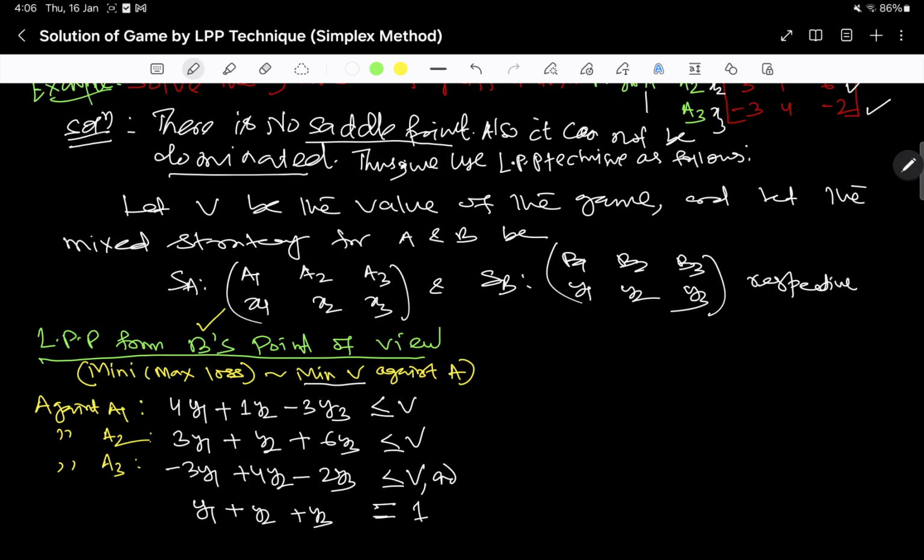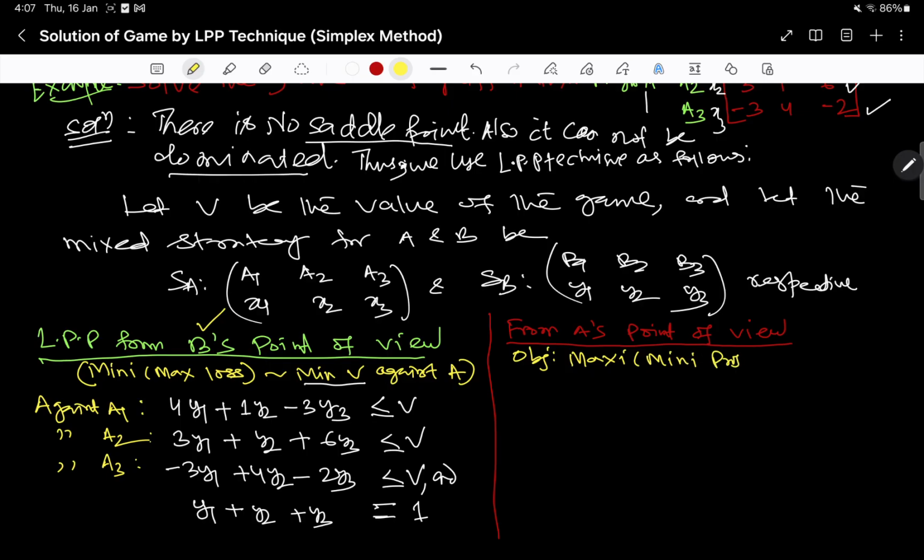Likewise we can have it from A's point of view. So from A's point of view, what is the objective? The objective is to maximize the minimum profit. That means maximize V against your B. So against B1, what is the constraint?